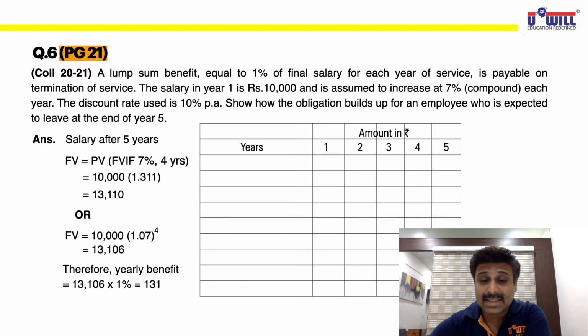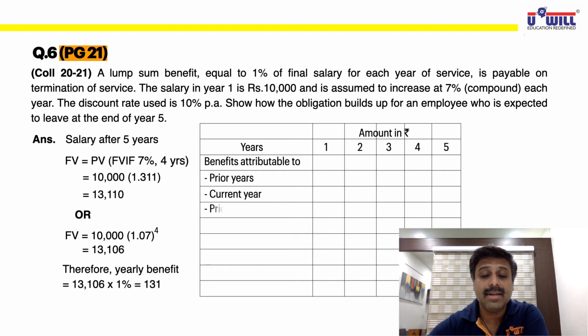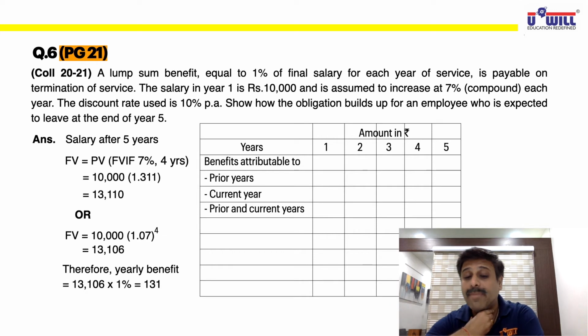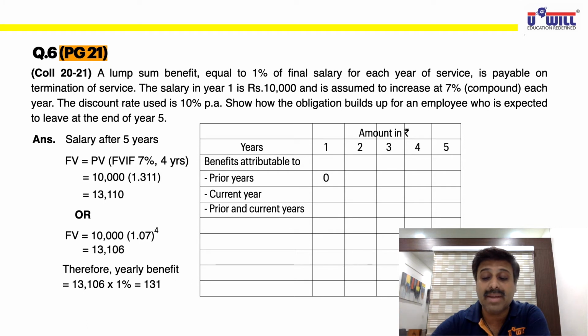I hope everyone has done that. Now understand this. First you write benefits attributable to prior years, current year, and prior and current years. Understand it first, then you can pause the video and write it down. In year 1, the benefit attributable to prior years is 0, because it's the first year of service. So for past years we don't have to give him any amount. For the first year we have to give 131 rupees.